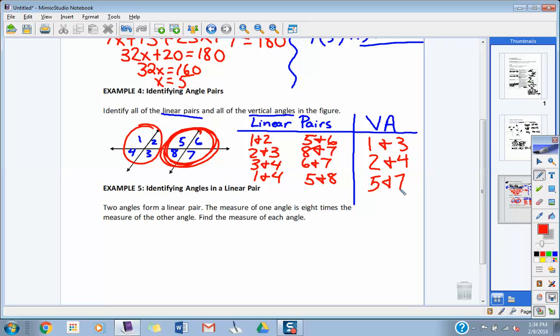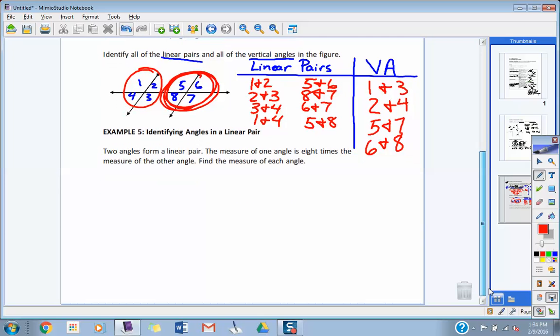Okay, so if they ask you to identify those, can you handle that? Maybe. Linear pairs, vertical angles. You understand the difference between the two? Yeah. Linear angles, right next to each other, form a line. Vertical angles, angles across from each other. Okay? I know I'm going quickly through this. Are you with me right now? Okay, let's get this last example done. We'll call it a day here, okay?